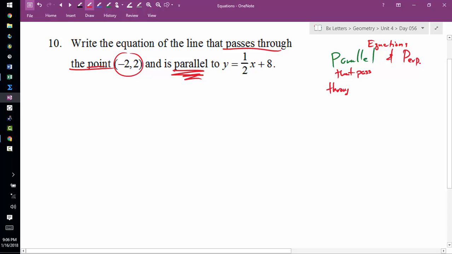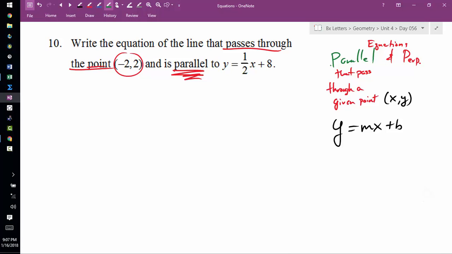through a given point. And I'm just going to draw your attention to the equation of a line, y equals mx plus b. And I'll let you know a little hint. A point is an x and a y, and the fact that something is parallel means it's the same slope, equal m values, same slope.